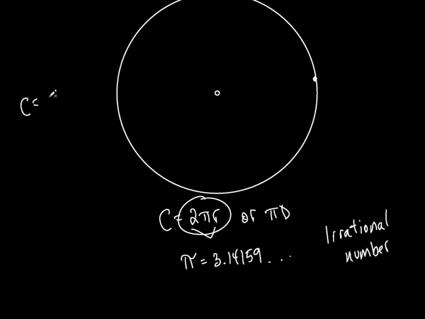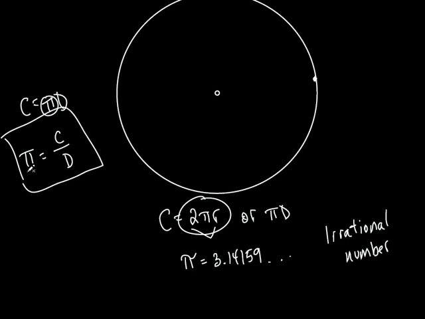Right, so circumference is, we'll use the diameter, pi times the diameter. So what if I wanted to find what pi was? Let's do some algebra and solve for pi. What would pi equal in this formula? C divided by D. Good. So pi is the circumference divided by the diameter.